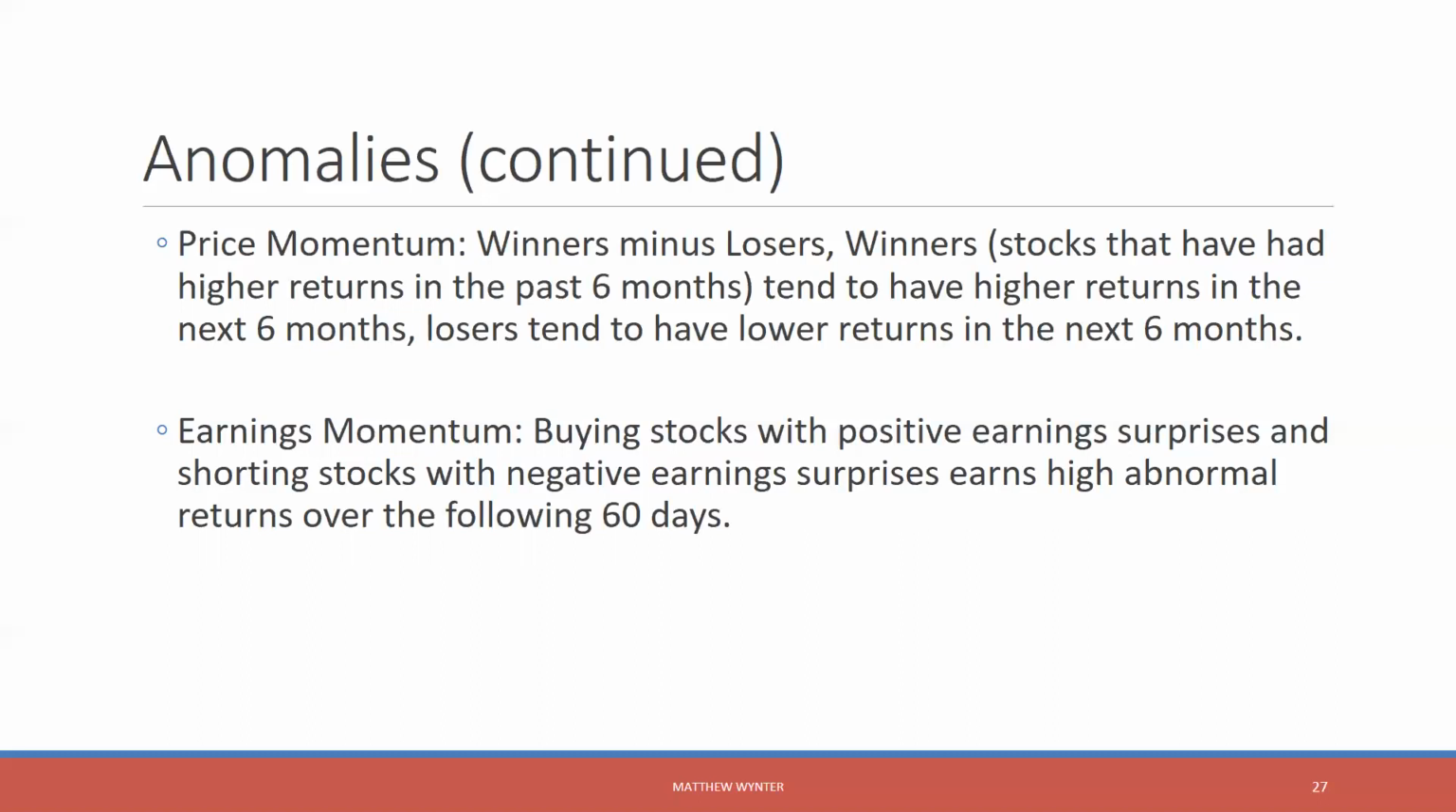That's a total violation of our efficient market hypothesis. It shouldn't matter where the price was before or where the price is. Where the price is today should have nothing to do with where the price was 6 months ago, but we don't really see that empirically. And our last anomaly is going to be earnings momentum.